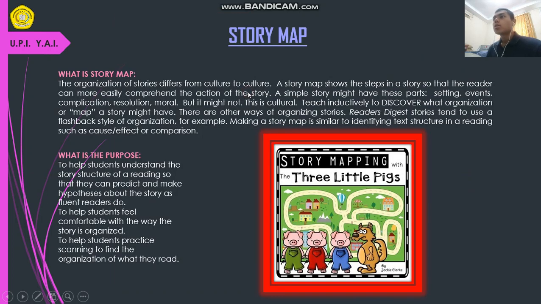Okay, the last is story map. What is a story map? The organization of stories differs from culture to culture. A story map shows the steps in a story so that the reader can more easily comprehend the action of the story. A simple story might have these parts: setting, events, complication, resolution, moral, but it might not. This is cultural.